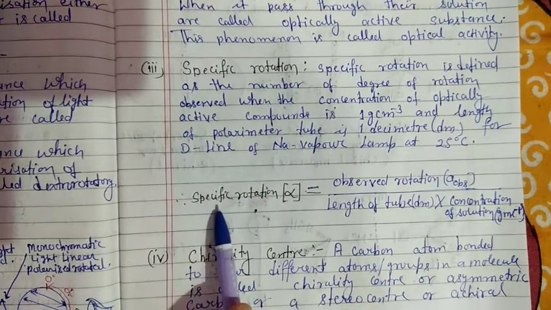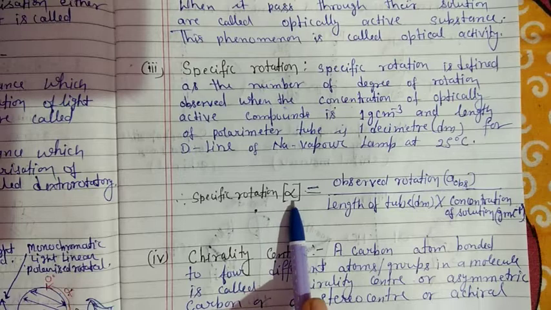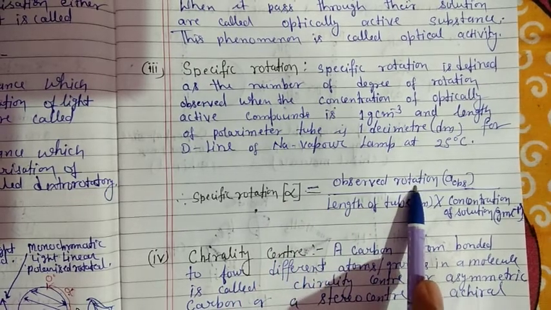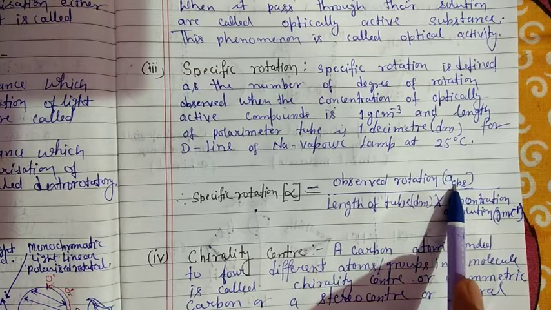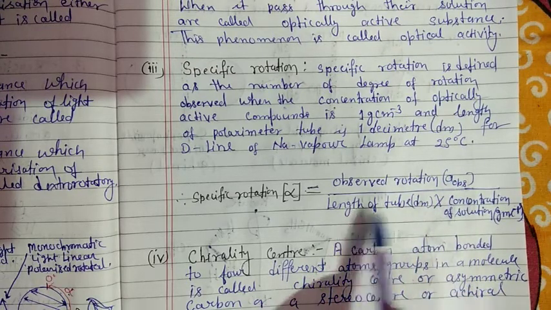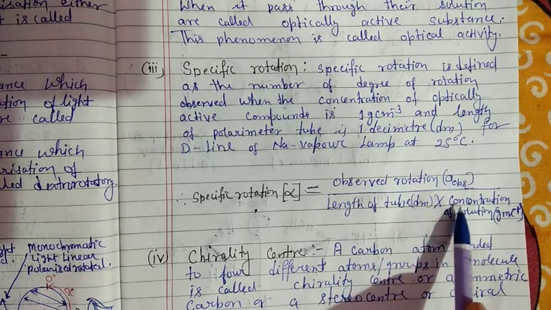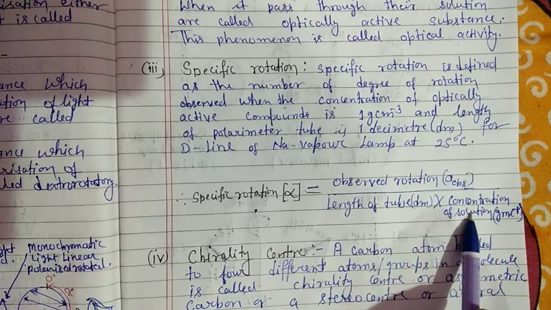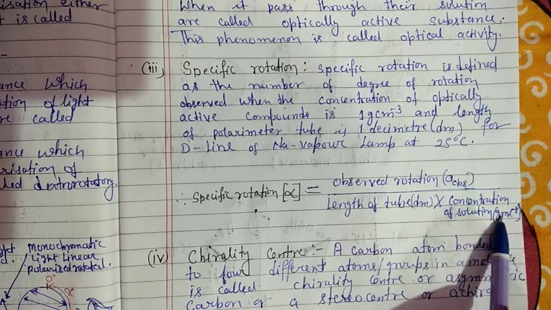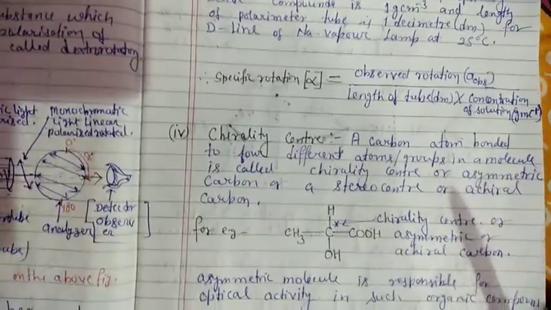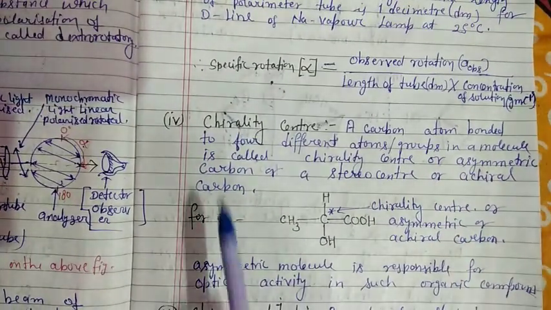Therefore, specific rotation, that is alpha, equals the observed rotation, denoted as alpha observed, divided by the length of the tube in decimeters and the concentration of the solution in grams per ml. Okay students, let us now discuss the next point, chirality center.